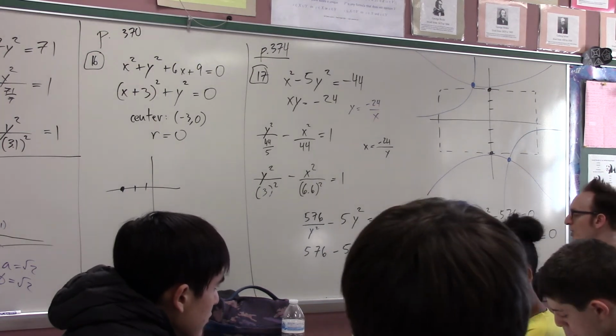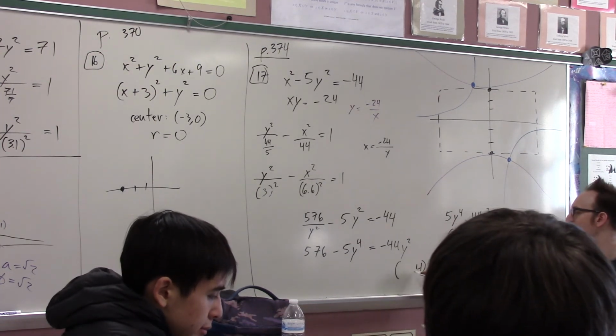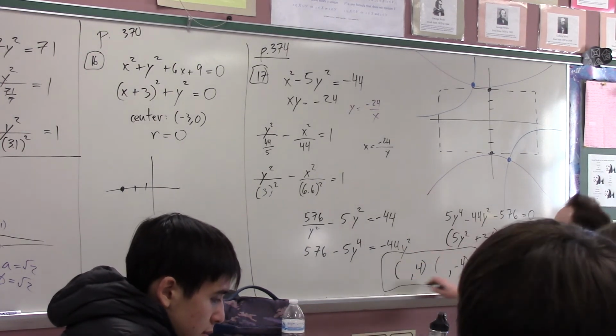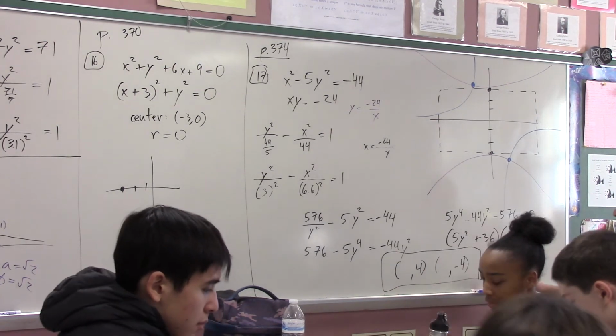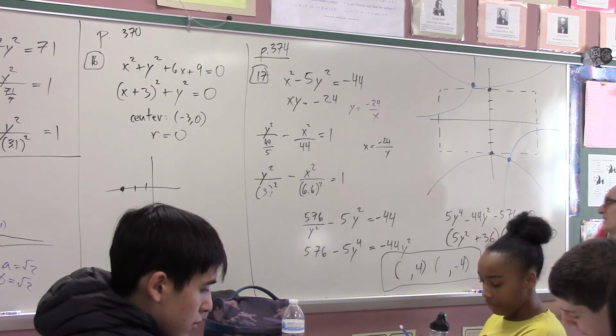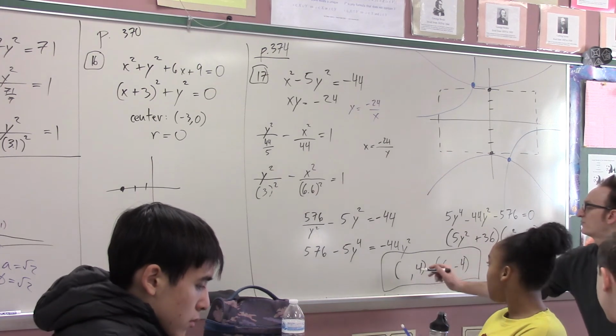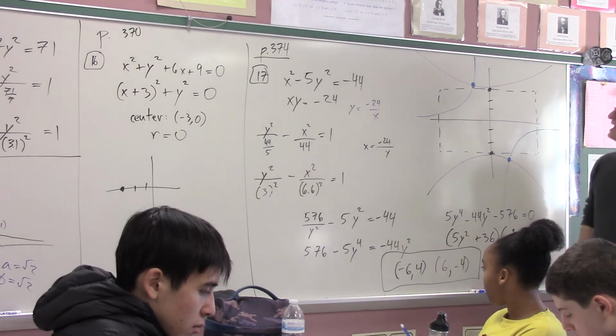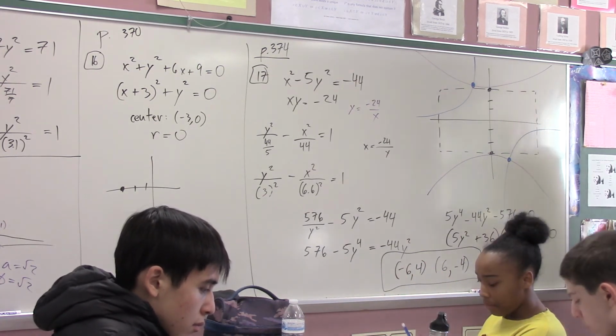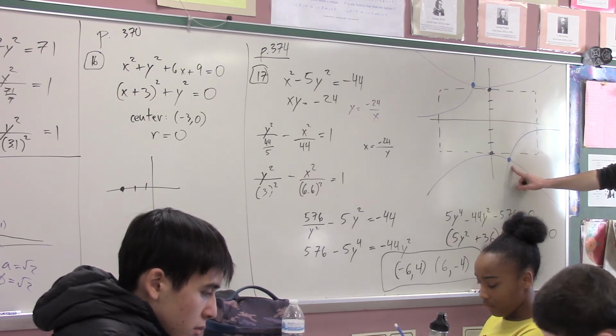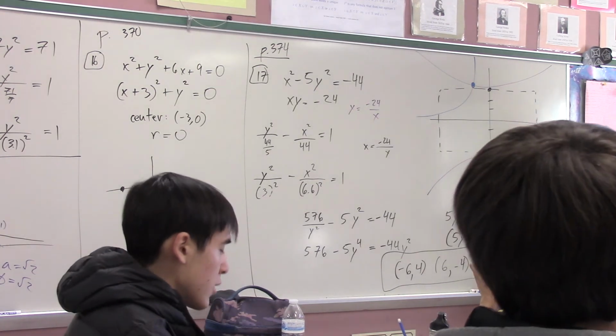Now I should always list my solutions as a set of ordered pairs, and so when y is negative 4, x must be 6. And when y is 4, x must be negative 6. That roughly matches up with my picture, so I'm happy and I'm going to call it a day. Sound good?